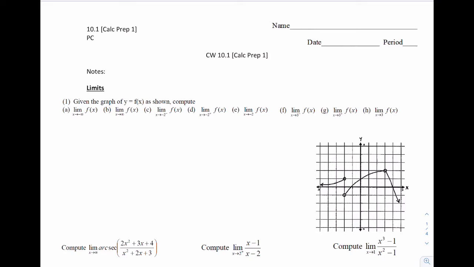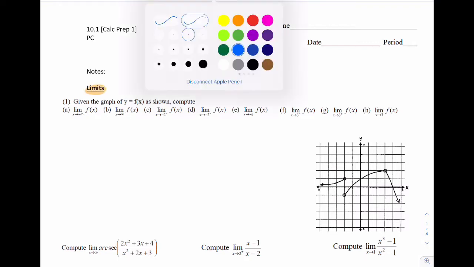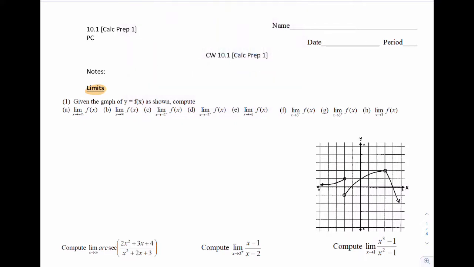Welcome to Classwork 10.1. Today we're starting our calculus prep, so let's get right into it. One of the most important concepts we did this year that will relate to calculus is going to be limits. That's why we're starting here today. So I got to do a quick refresher with you. So we'll do these really quick.